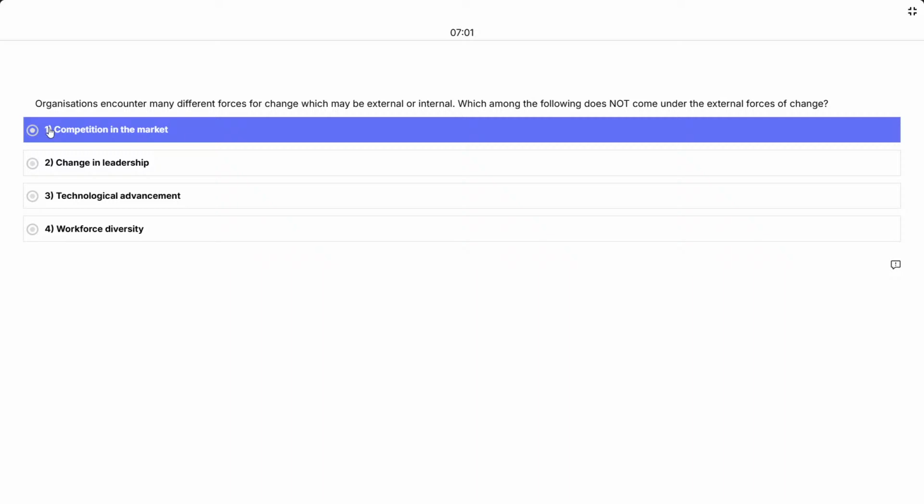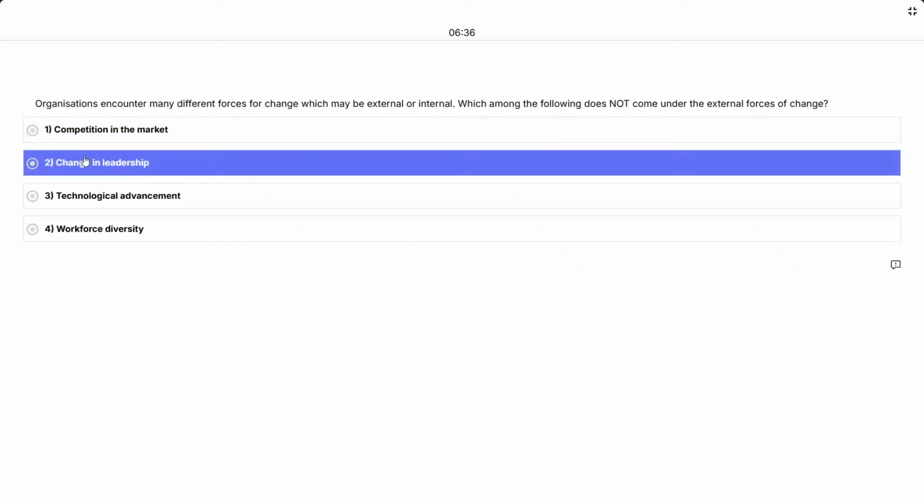Organizations encounter many different forces of change, which may be external or internal. Which among the following does not come under the external forces of change? Competition in market is external, it is outside the organization. Change in leadership is internal, technological advancement comes from outside. Workforce diversity or change in leadership. Workforce diversity also comes from outside, we employ from outside, so most probably change in leadership.